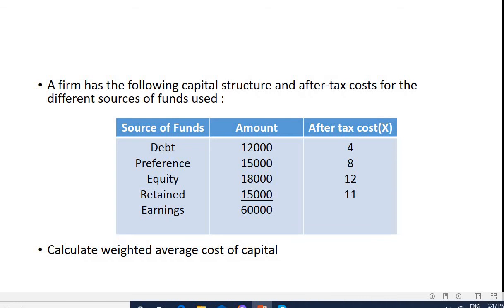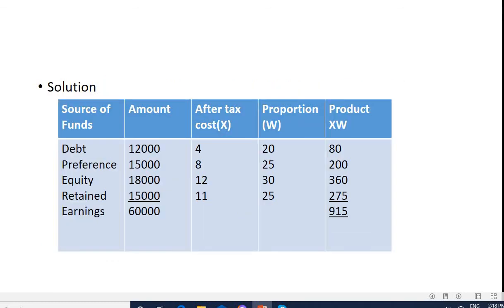After-tax cost is given. To raise the debt we need to pay 4%. We always consider the cost after tax only. Debt is 4%, preference is 8%, equity is 12% and retained earnings is 11%. We need to calculate the weighted average cost of capital. So the solution is, in the first column, the sources of funds are considered: debt, preference, equity and retained earnings, 12,000, 15,000, 18,000 and 15,000. So total is 60,000. After-tax cost is already given in the problem: 4, 8, 12 and 11.